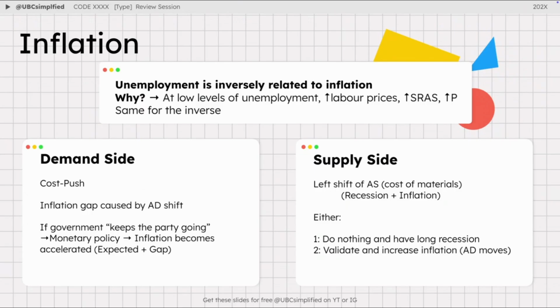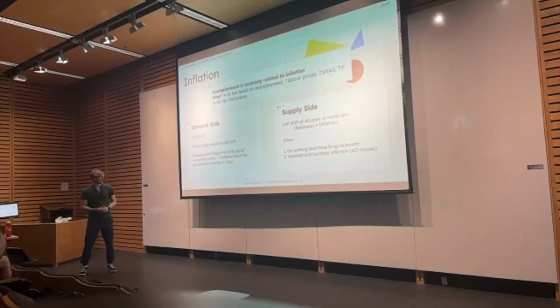So if you have really high inflation, we have really low unemployment, because high inflation means we're at an inflationary gap. We have a lot more money coming in. And also, at low levels of unemployment, we'll have higher labor prices. It'll be easier for you to demand and negotiate more money, which means prices are going to go up from a shift in the supply curve.